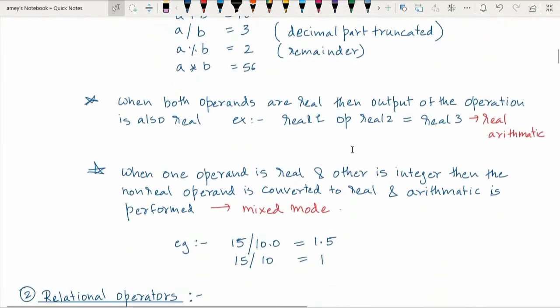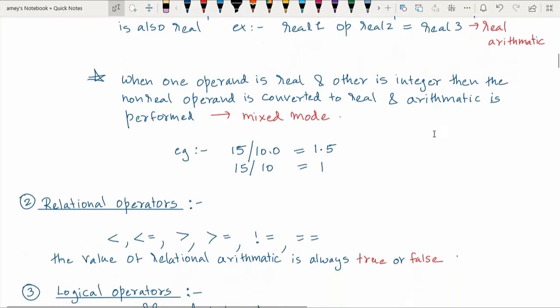Now in Java, the arithmetic operators also support something called real arithmetic. Arithmetic is called real when both the operands are real and the output of the operation is also real. For example, if the first operand is real, say real1, and the second operand is also real, say real2, whatever arithmetic operator is applied to both the real operands, the answer will always be in real form. And Java also allows a mixed mode operation. Mixed mode operation is one wherein one operand is real and the other is integer, or non-real. In such cases, the non-real operand will be converted to real and the arithmetic will be performed.